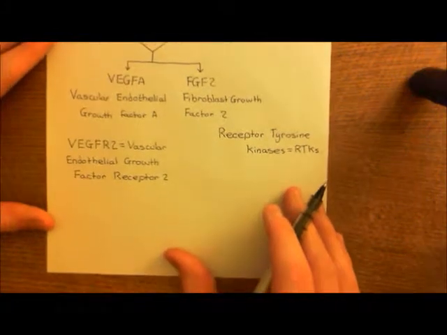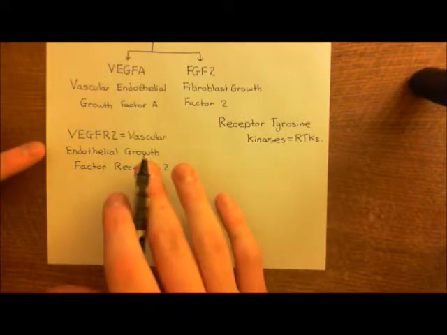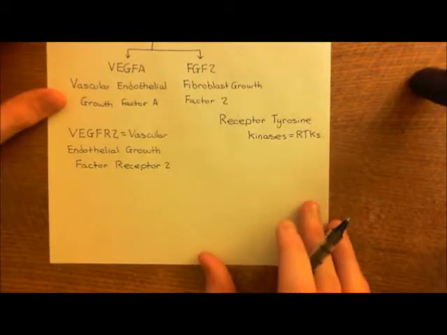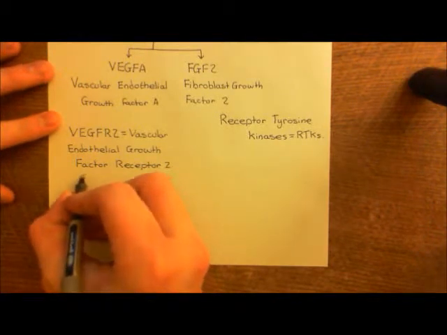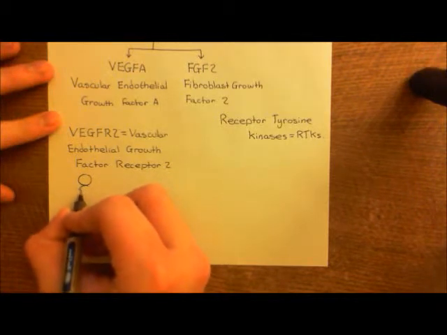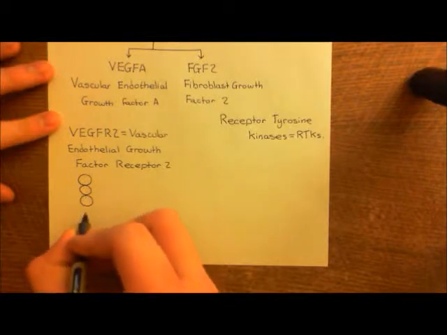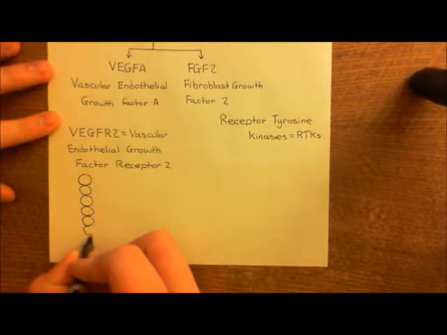Right, we've then discussed that vascular endothelial growth factor A will work on a receptor which is the vascular endothelial growth factor receptor 2. Now, let me show you the structure of one of these receptors. So basically they have the typical receptor structure for a receptor tyrosine kinase. They have many immunoglobulin-like domains, which is a certain type of domain on the extracellular portion of a receptor tyrosine kinase.